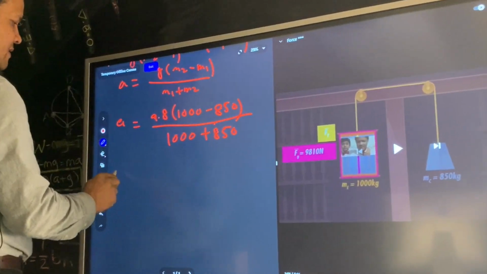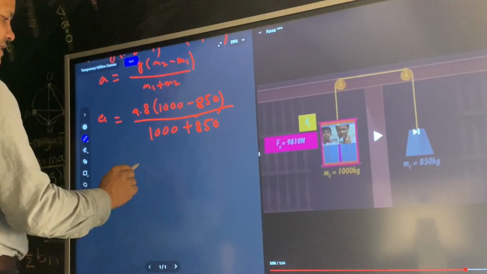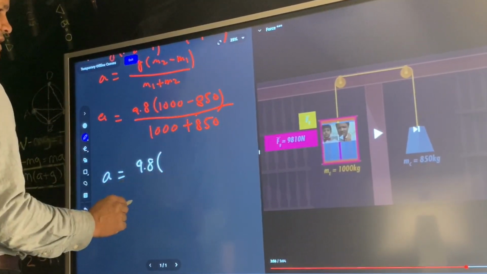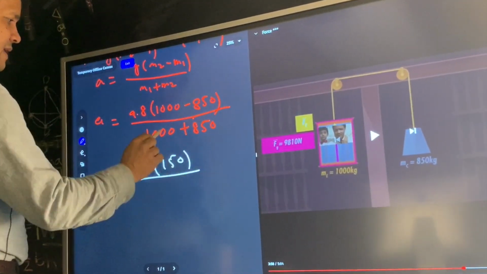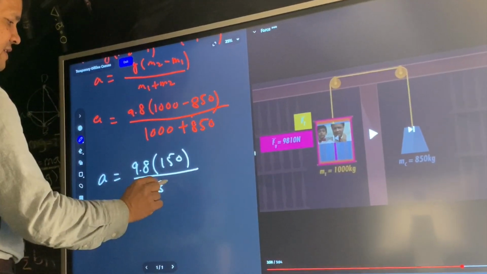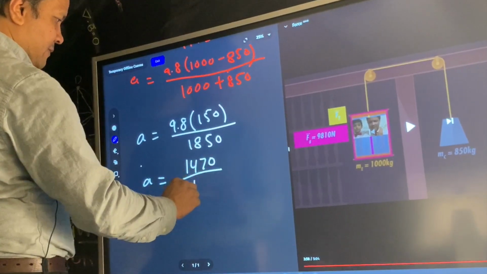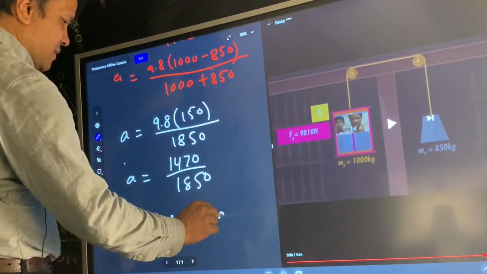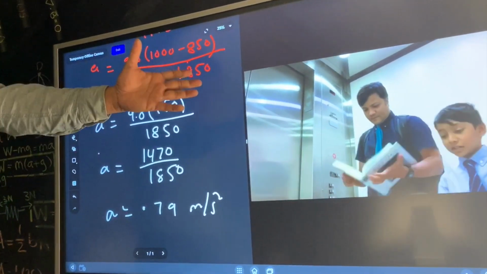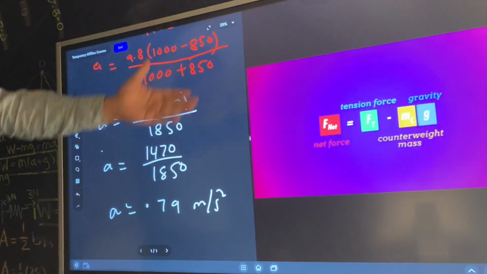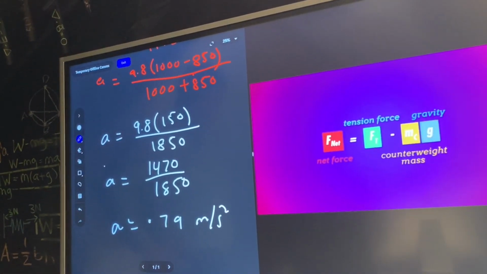Okay, so acceleration is 9.8 times 150 over 1850. So acceleration is x meters per second squared. Now I'm going to check the answer. All right, so there is acceleration, and acceleration is 0.79 meters per second squared. These people are moving inside because there is a heavy acceleration.